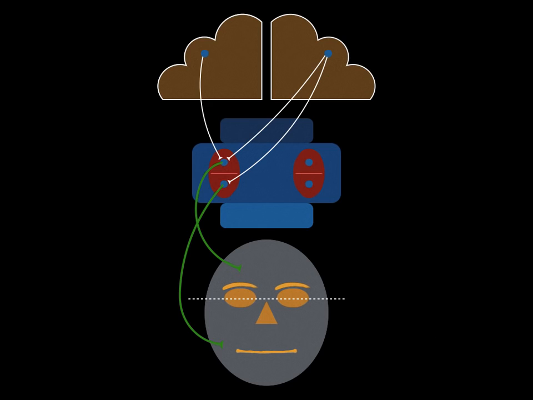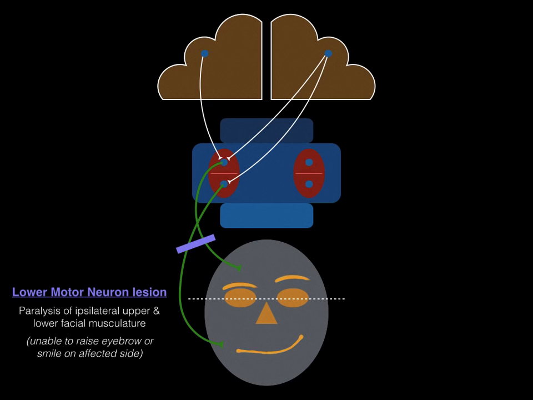How about if there is a facial palsy due to a lower motor neuron lesion of the facial nerve? What would you expect to see clinically? Paralysis of the ipsilateral upper and lower facial musculature. This would present itself through an inability to raise the eyebrow or smile on the side of the lesion.